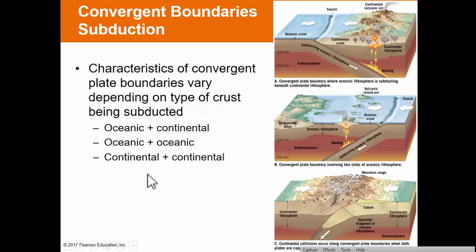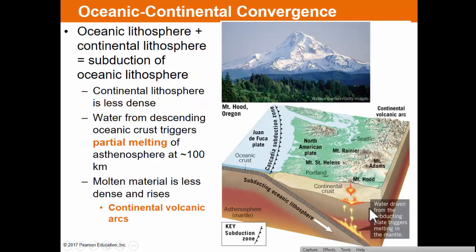And the third, continental and continental. Again, you have to imagine that before these two continents met, there was actually an ocean between them. So you started out with some oceanic lithosphere, and then behind it was continental lithosphere. As the oceanic lithosphere was subducted, eventually the two continental sections or blocks met, and they just sort of crumple and fold, and you get that mountain range as we have with the Himalayas.